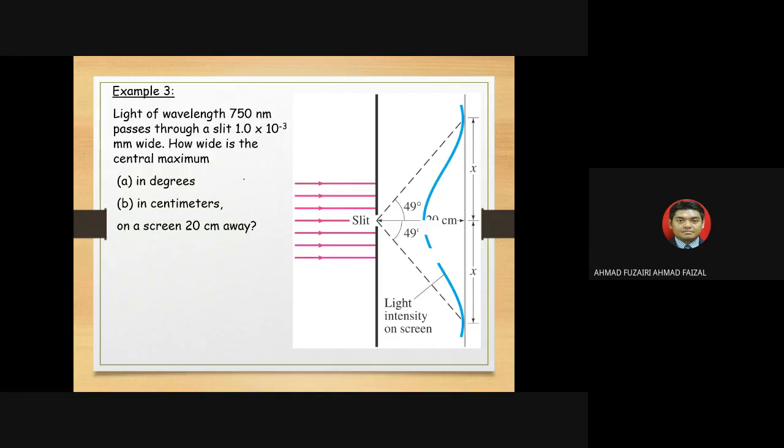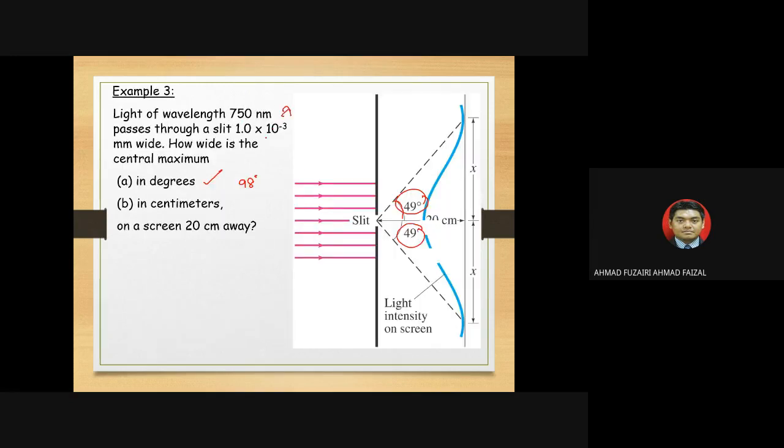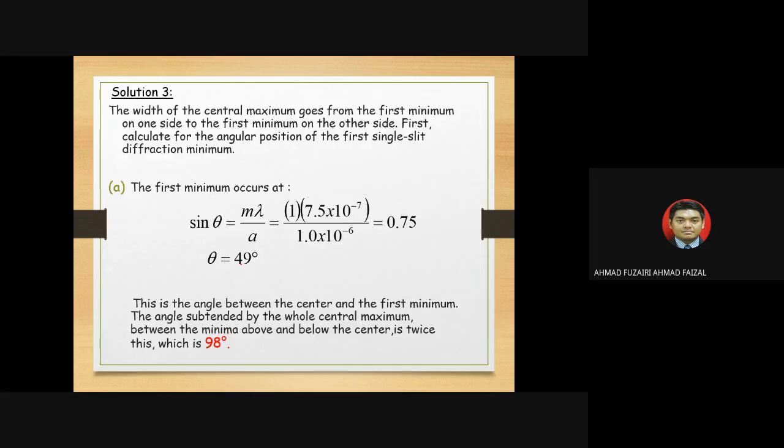But in this one, they want to find it in terms of degrees. Degrees means you have to calculate theta, and this will give you 98 degrees from this calculation, using the wavelength and the slit width a. Remember, sine theta equals m lambda over a, where a is the width of the slit, lambda is the wavelength, and m is the order. In this case, we use m equals 1, and then we get 49 degrees.